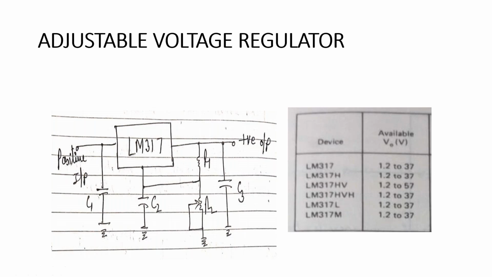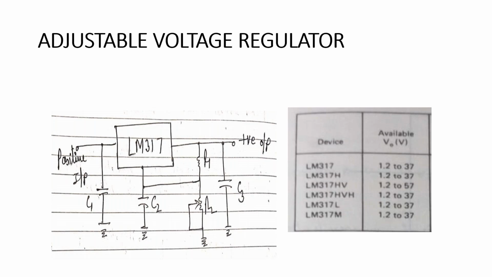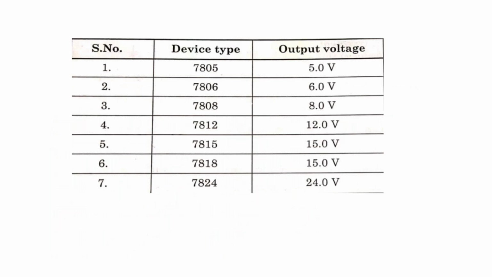Here you can see that by connecting R1 and R2 externally, an adjustable output voltage can be obtained. V out here is equal to V regulated into R2 upon R1 plus R2. So that is all for today.